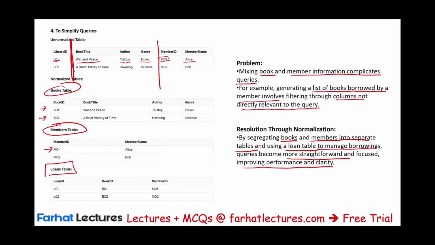Then we have a loan table. Loan table, L01, B01. This is the book, B01. Now we know B01 is War and Peace, so it's easy to know everything about this book. Anything that changes about this book, we just change in the B01 record. And the member ID that took this book out is M01, Elise. Elise could change her name, move, change her email or phone number. We can change it in one place, and it's easy to update everywhere. And if we look up a member and which books they borrowed, the list is much easier.